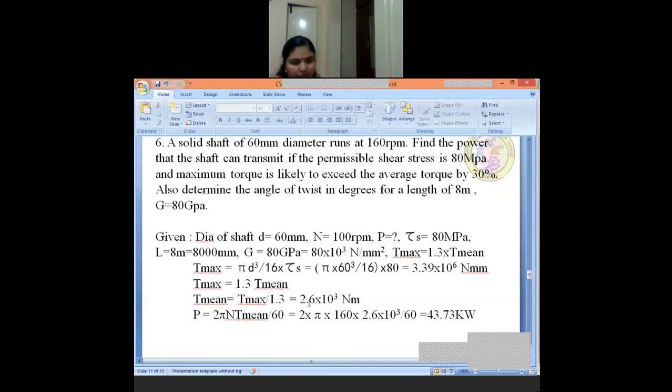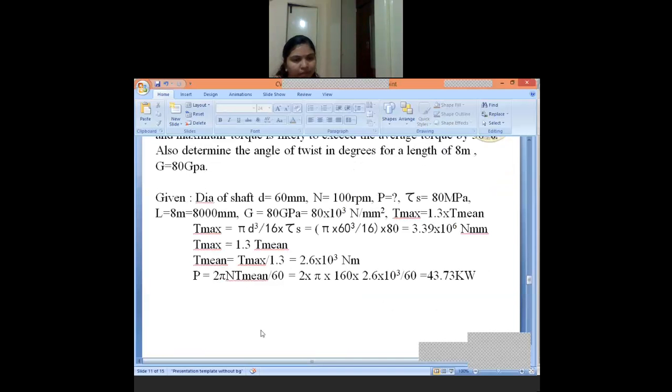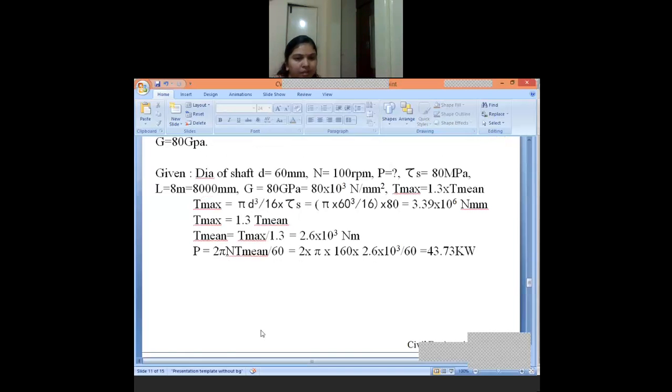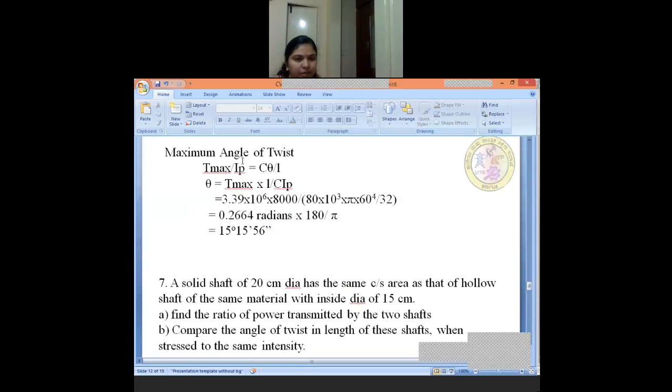And T max is given by πd³ by 16 into τs. Maximum shear stress is equal to T max, from which we also get T mean. So I substitute the T mean in this equation. 2π into N is 160, T mean is 2.6 into 10 power 3 divided by 60. 42.73 kilowatt is the power.